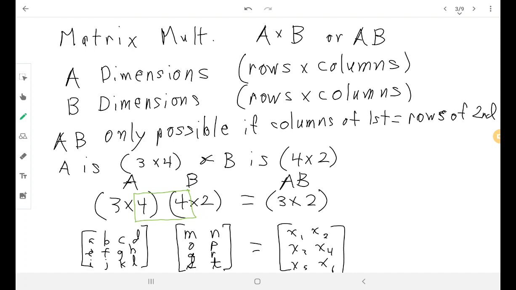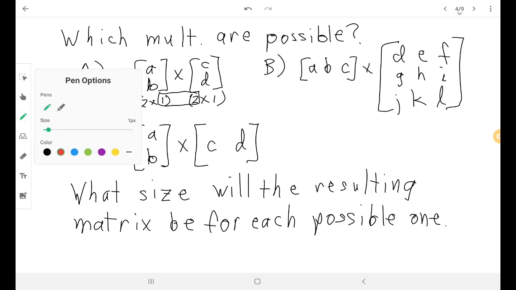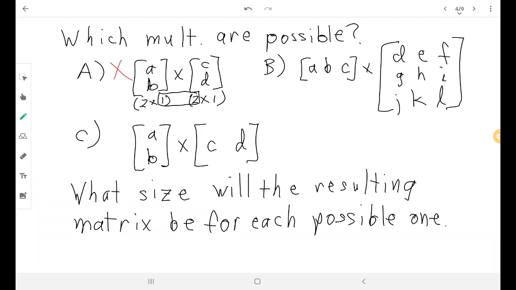Okay, I am going to go to the next slide again. Here we go. So then the thing I want to check is, are these two numbers, the inner numbers, are they the same? And clearly the answer is no. So this one is not possible.